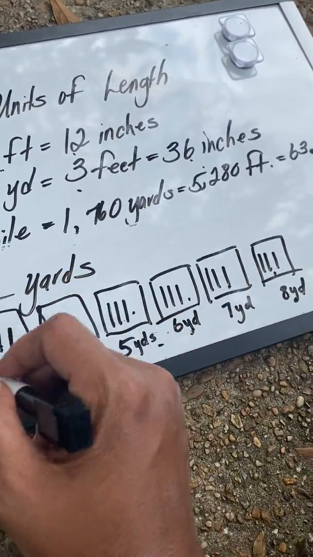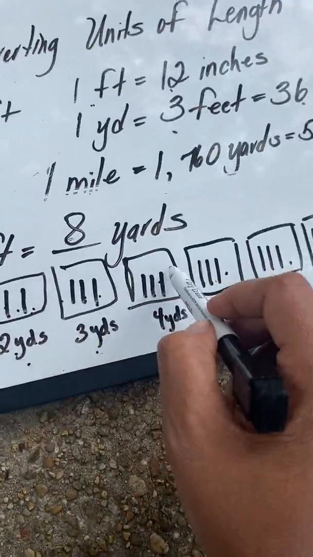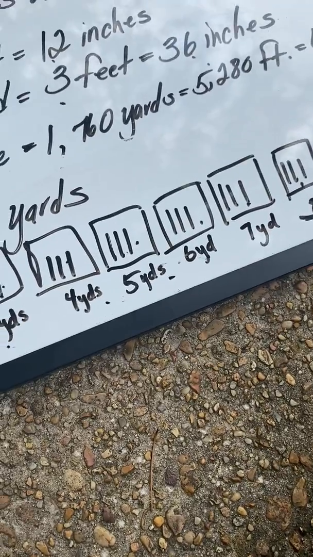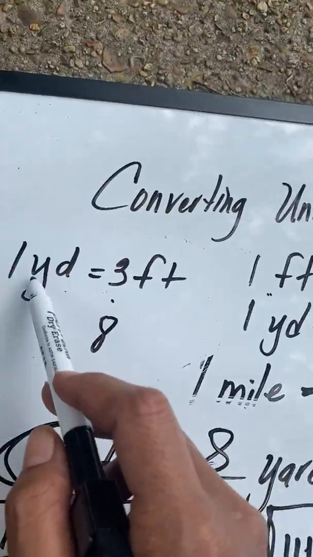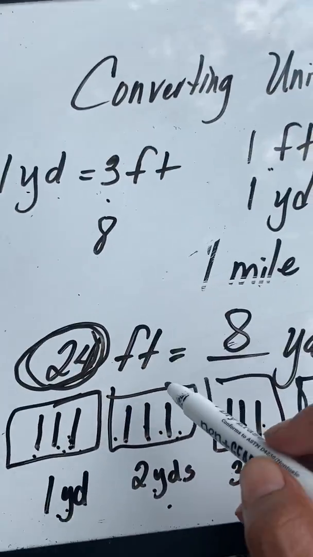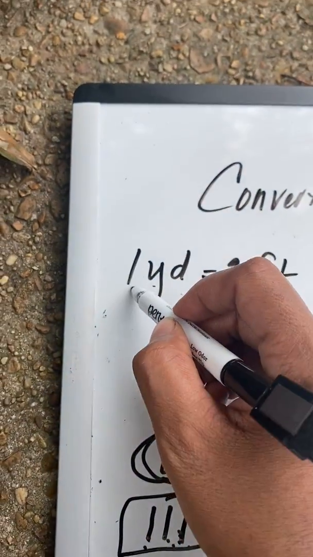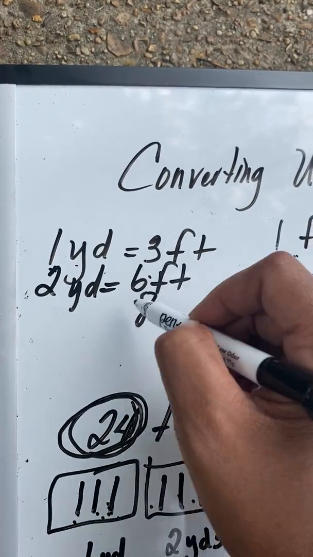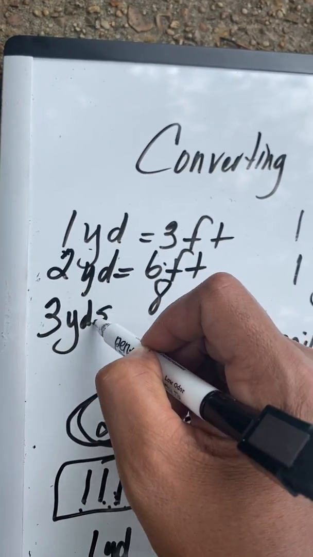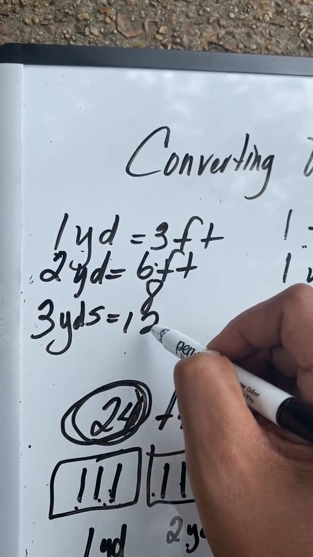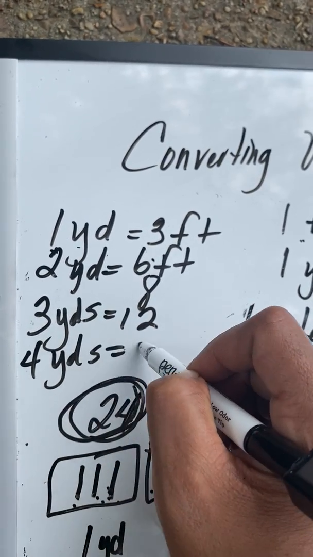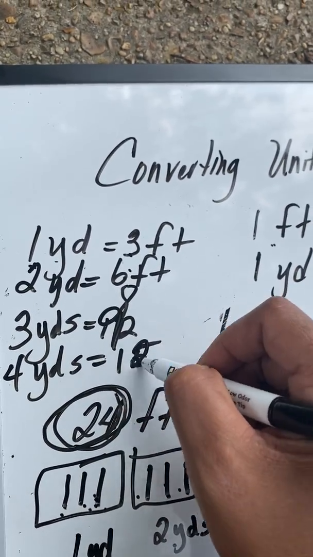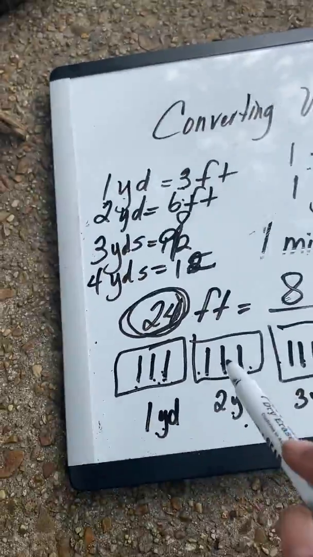Now that we have 24 feet here in these boxes, we stopped off on yard number 8. Remember, 1 yard is 3 feet. So in order for me to get to 24 feet, I have to keep going. 2 yards is 6 feet. 3 yards is 9 feet. 4 yards is 12 feet, and such till we get all the way to 24.